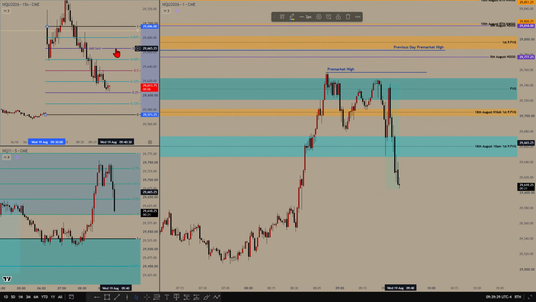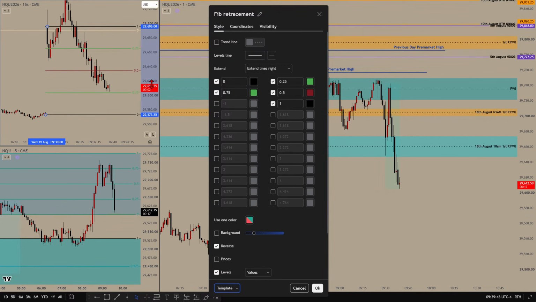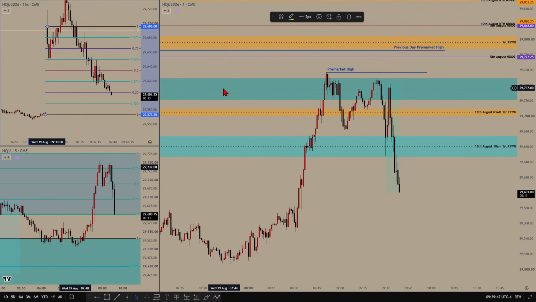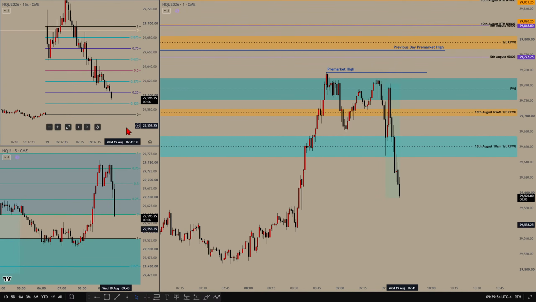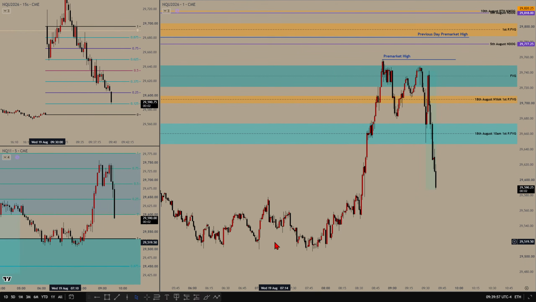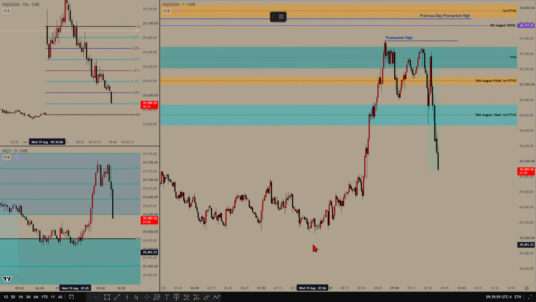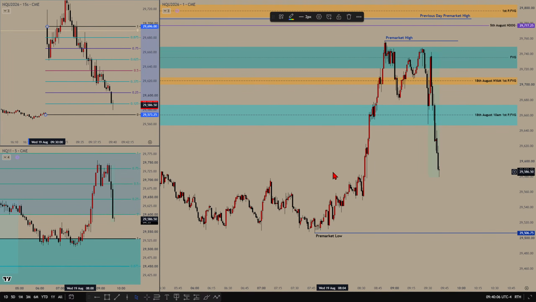So we don't even need octans because the market's moving rapid enough that if you're using quadrants, that's fine. I'll keep it as auction levels. Pre-market lows down here. Looks like we're going to get the full gap closure.